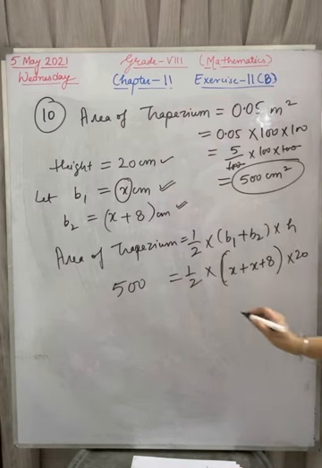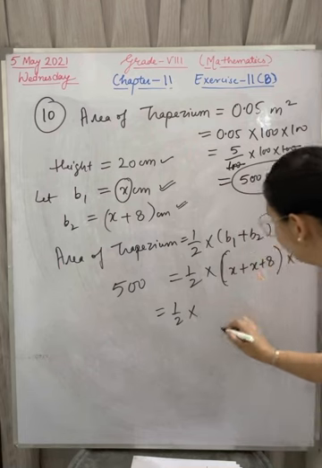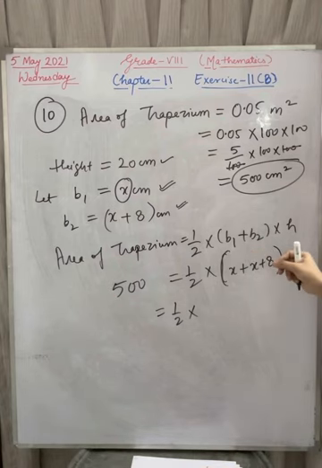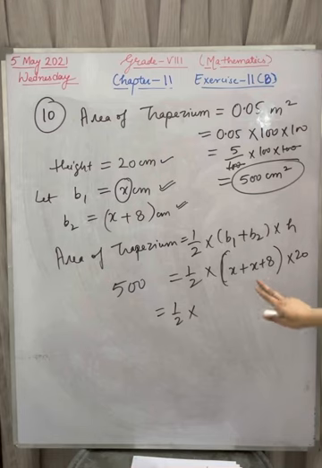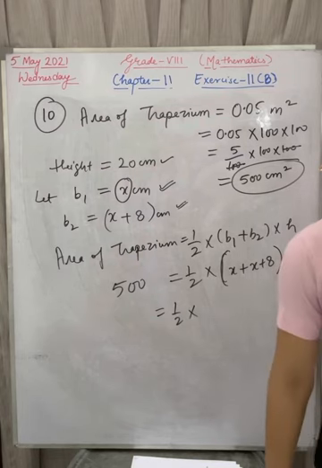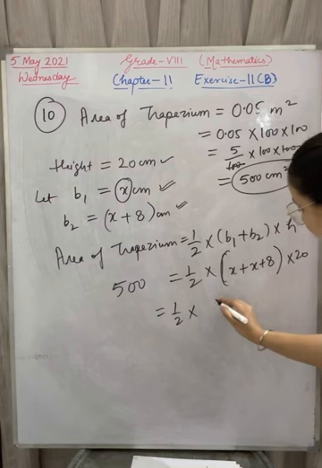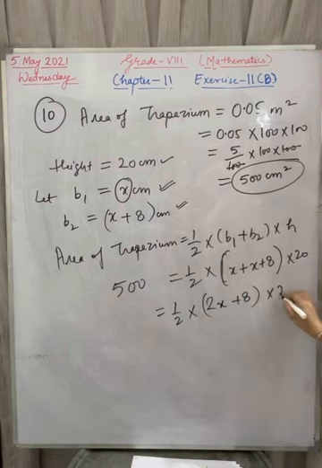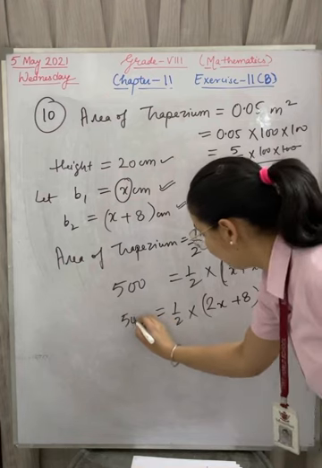So it equals 1 by 2 multiplied by x plus x. How much is x plus x? It is 2x, not x square. Some students are making this mistake. Always, x plus x will be 2x. So x plus x plus 8 is 2x plus 8, multiplied by 20. And here you have 500.